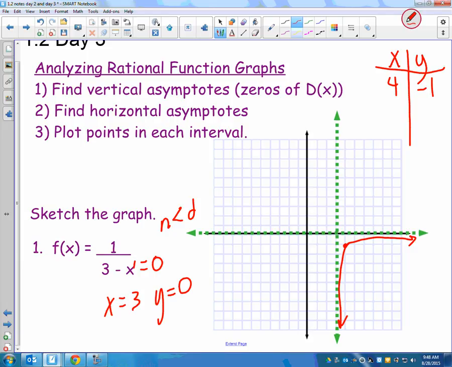If you're not sure, you just pick more points. But that's really great. I'm only going to pick 1 on that side. Then I'm going to go to the other side, and I'm going to pick 2, because 2 is right on the other side of that vertical asymptote. If I do 3 minus 2 on the bottom, I just get 1 over 1.